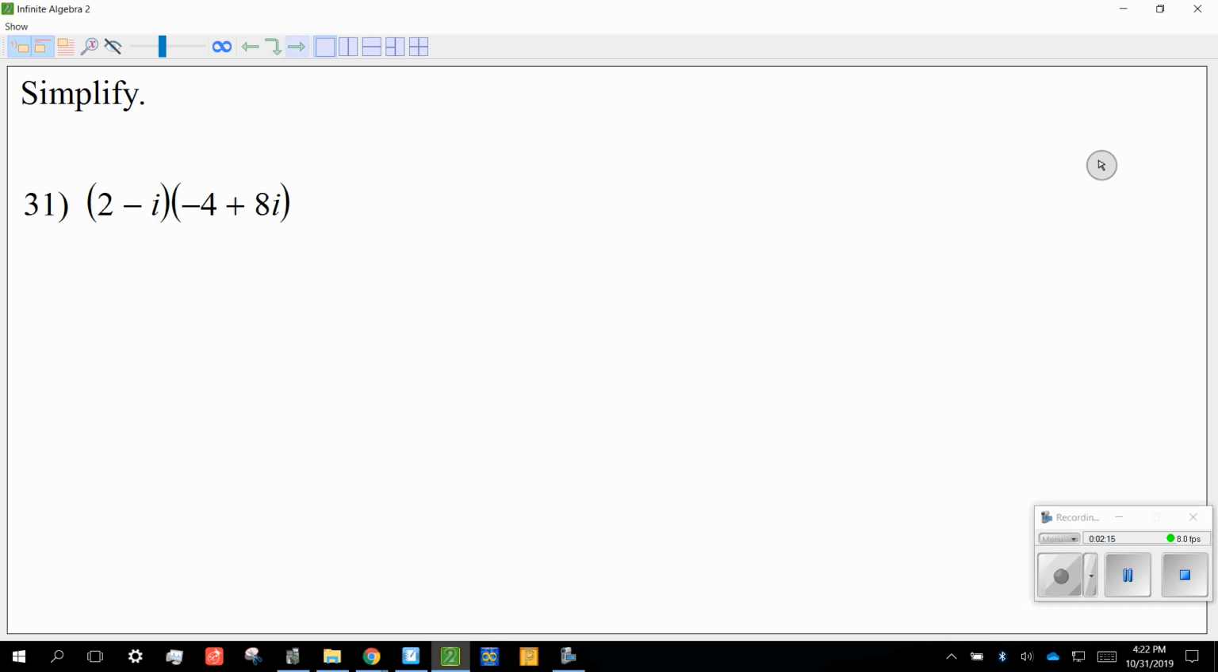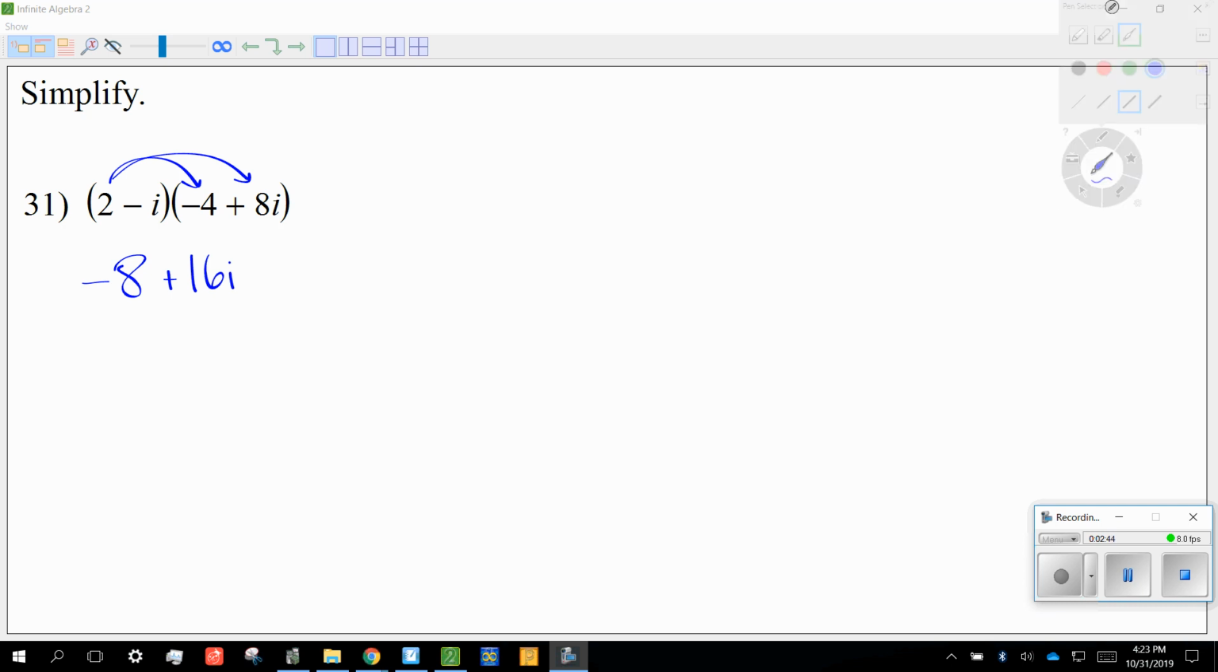Okay, let's do 31 now. We're multiplying two complex numbers together. So make sure that if there's a sign between them, you pay attention to that sign, whether it's adding or subtracting, but this one is multiplying. So we're going to distribute just like we would with polynomials. So 2 times -4 is -8. And 2 times 8i is 16i.